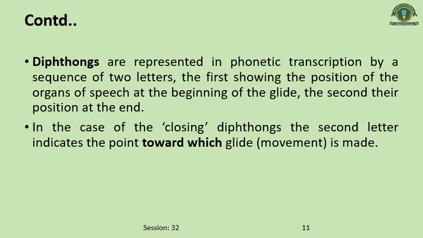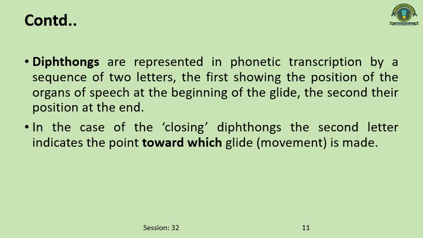Right? So I repeat this statement for you, that diphthongs are represented in phonetic transcription by a sequence of two letters, the first showing the position of the organs of speech at the beginning of the glide, the second their position at the end. So that's why the first part is always prominent. That's very important. The first letter is always very important because that has got prominence.